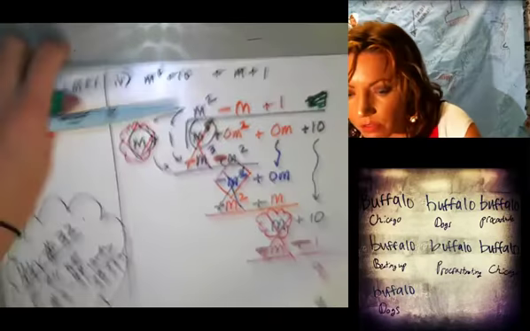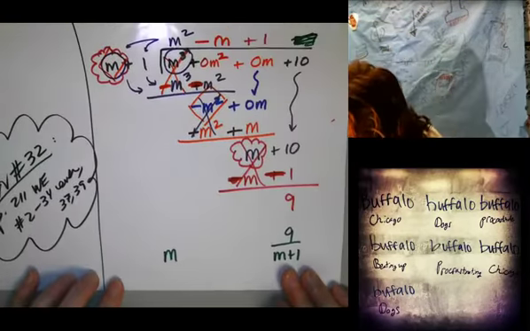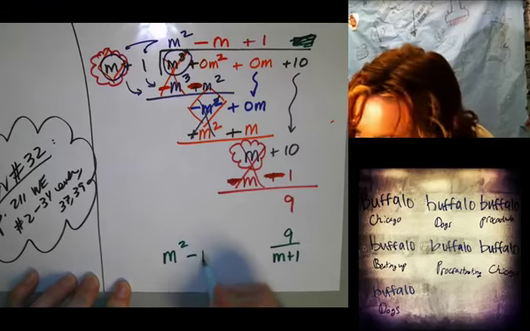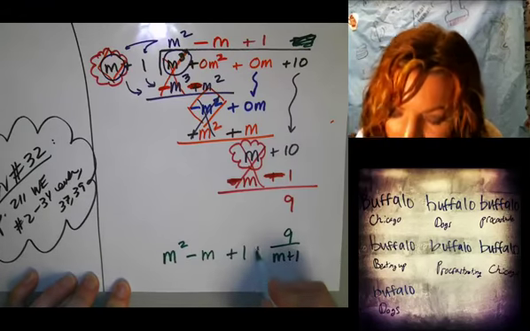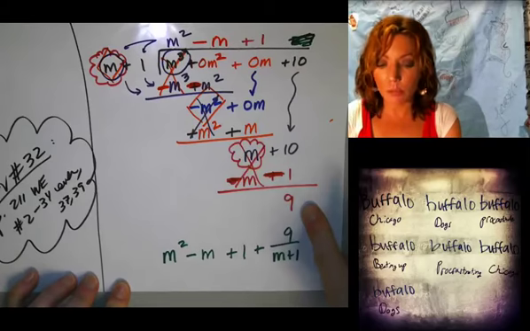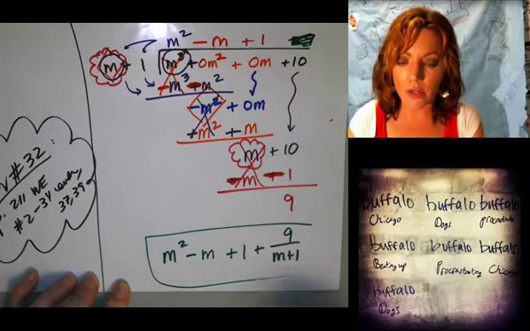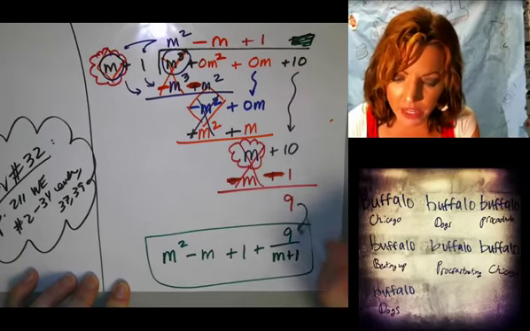So m squared, you are off the paper, sorry about that. We get m squared minus m plus 1, plus, because it's a positive 9, 9 over m plus 1. So the 9 is from the remainder, and the m plus 1 is from the divisor.